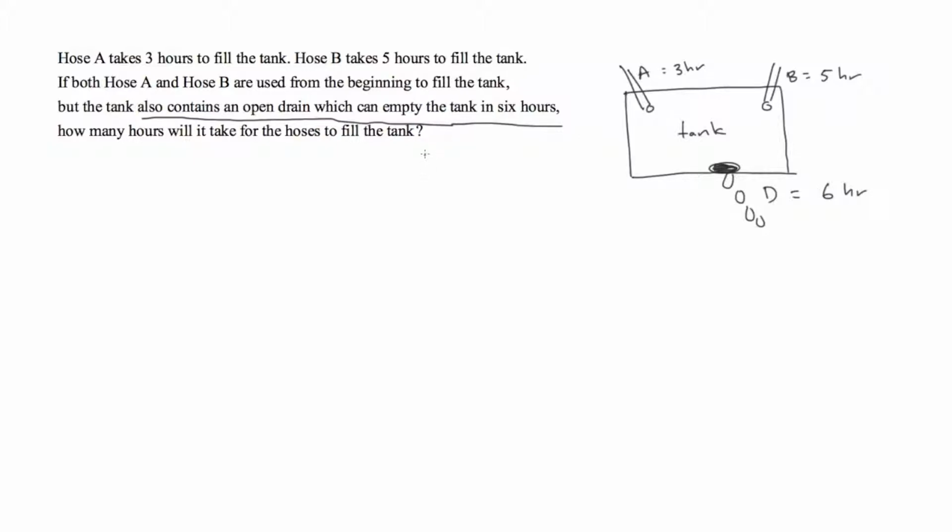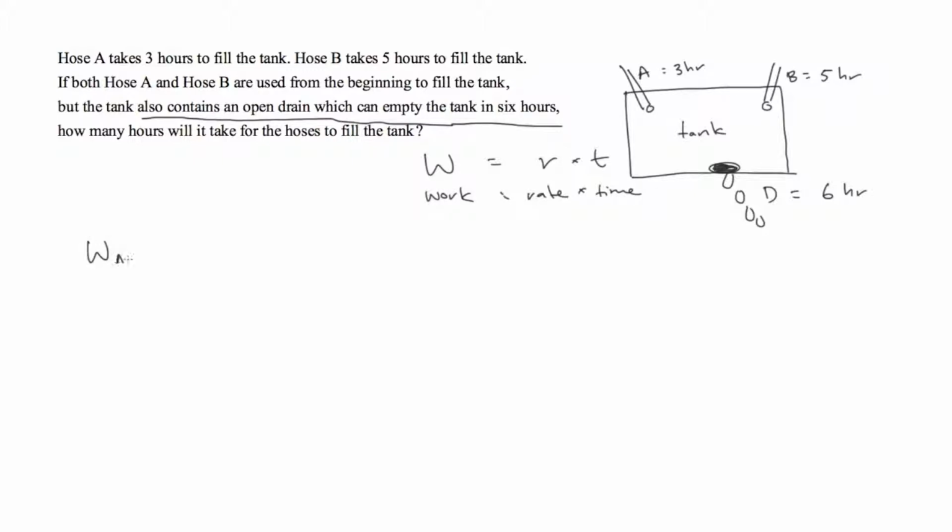So what we have here is a work equals rate times time question. W equals RT, and hopefully this looks somewhat familiar to you. And if you take physics, then you're probably really comfortable with this. What we're going to do is make an equation for A, B, and D separately, and then we'll see how we can use them all together.